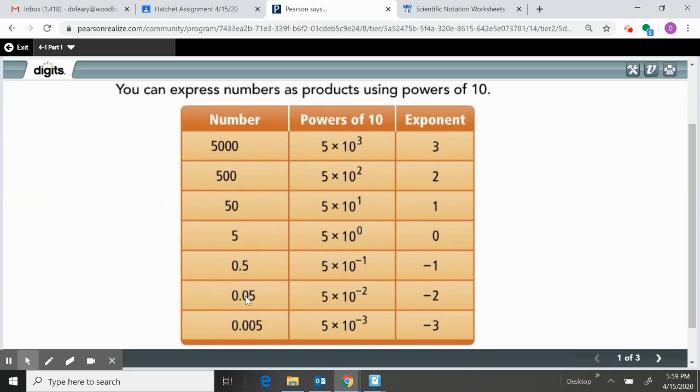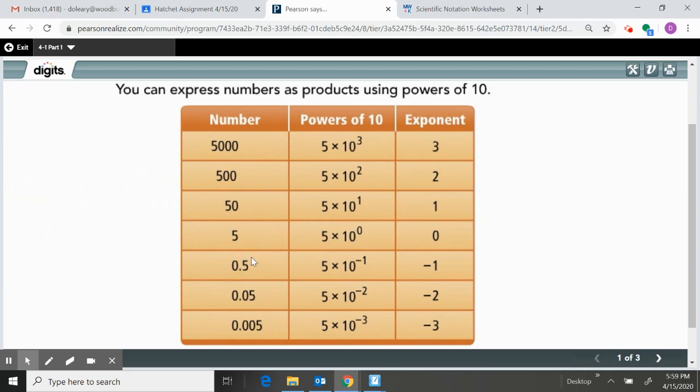0.05, which is pronounced 5 hundredths, is 5 times 10 to the negative second power. Your exponent is negative 2. But notice your answer is still positive. 0.005, which is 5 thousandths, that's how it's pronounced, is 5 times 10 to the negative third power. That's a negative 3 exponent.